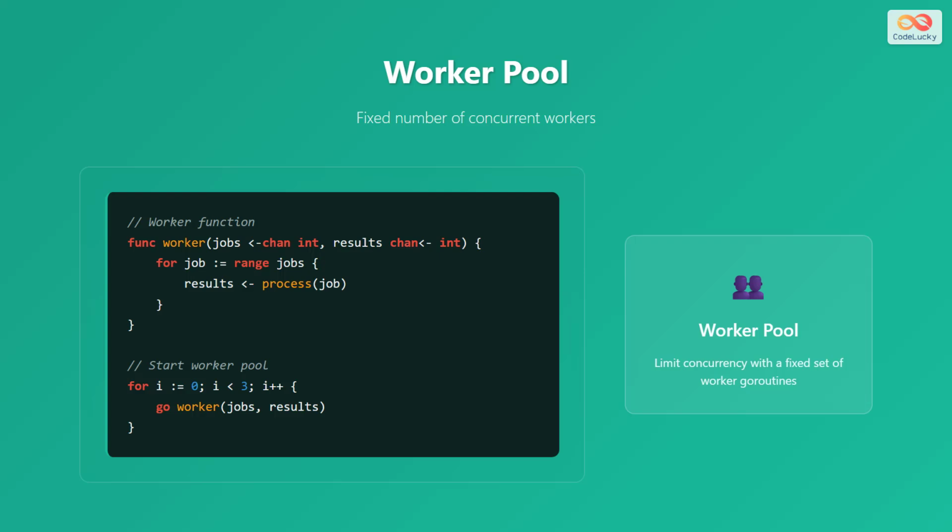In this example, we launch 3 workers, each running the worker function and receiving jobs from the jobs channel and sending the results to the results channel. This pattern allows you to control the number of concurrent operations, preventing overload and ensuring efficient resource utilization.